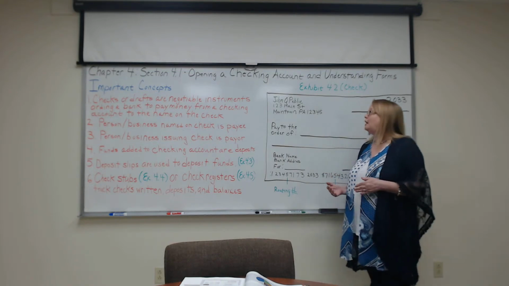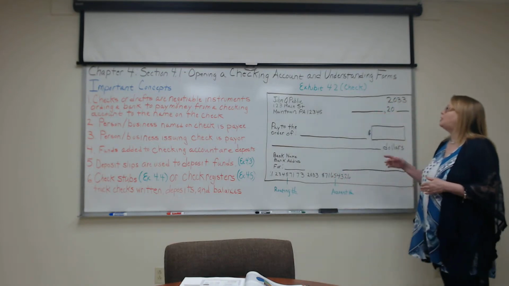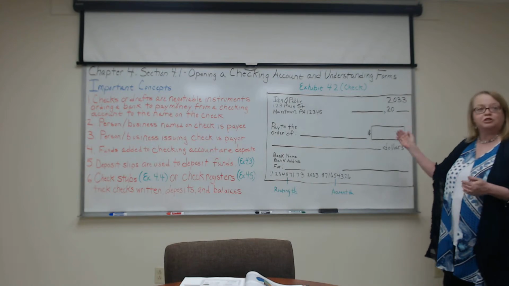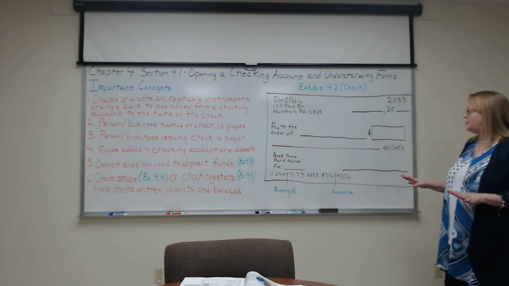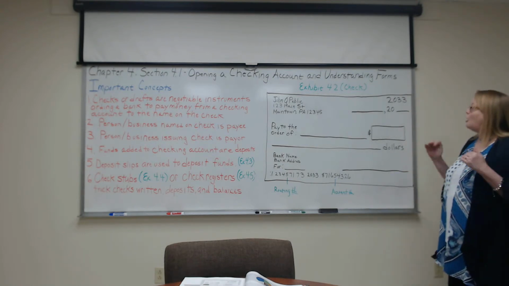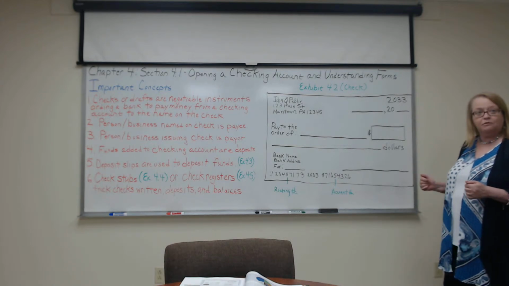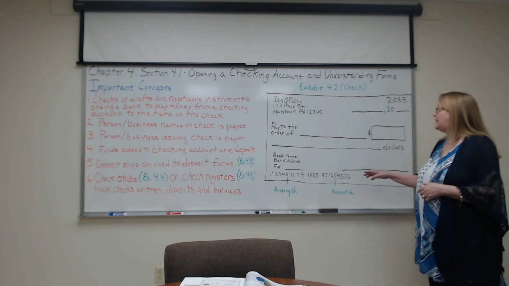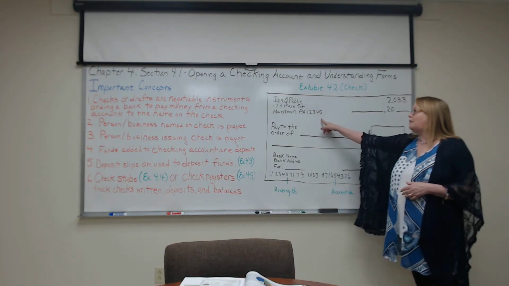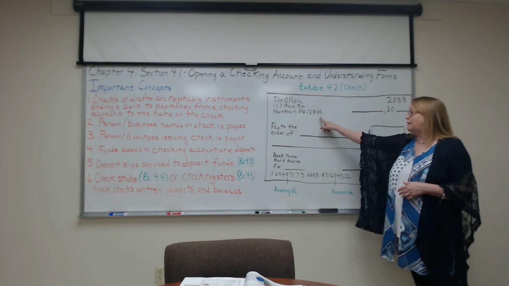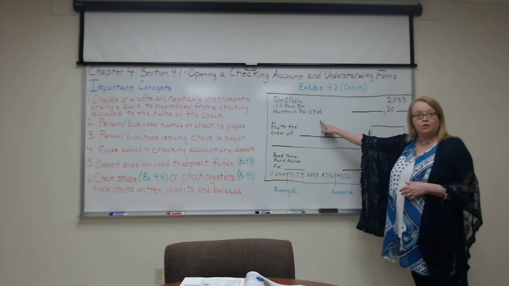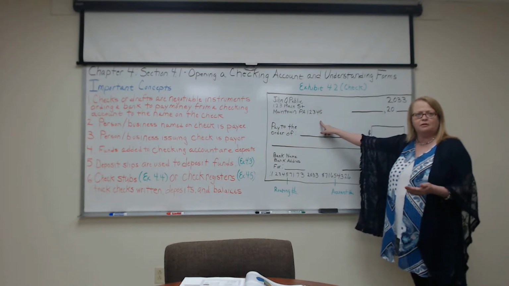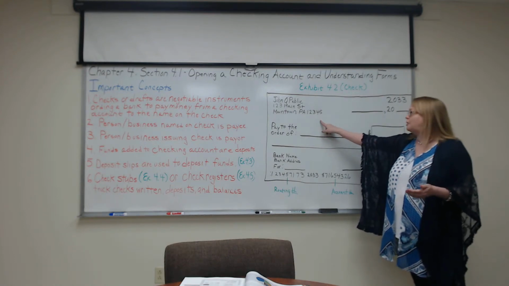Now I wanted to highlight some important information from Exhibit 4.2, which is a check. Just some important things that I want you to keep in mind. On any check that's being written, there's a couple of things that you're going to see. First of all, you're going to have the name and address of the payer here. This is imprinted on the check.